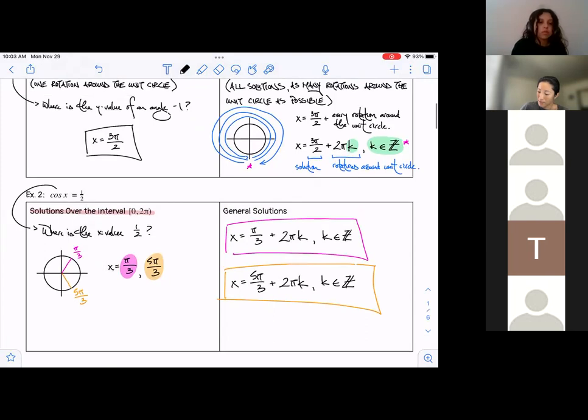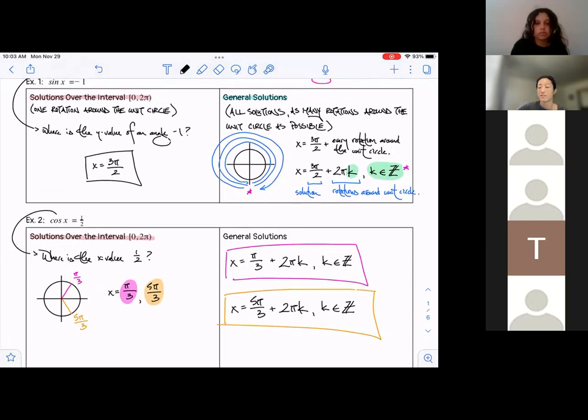All right. So I have a question. Yes, for sure. What's up? So in general solutions, if we have more than one answer in the solutions over the interval, do we have to write it for each one? How would you write them together? I'm not sure.